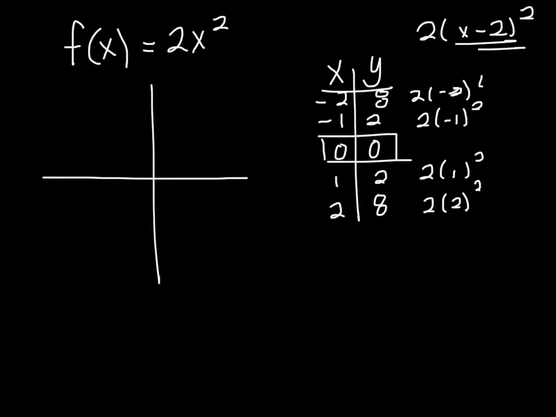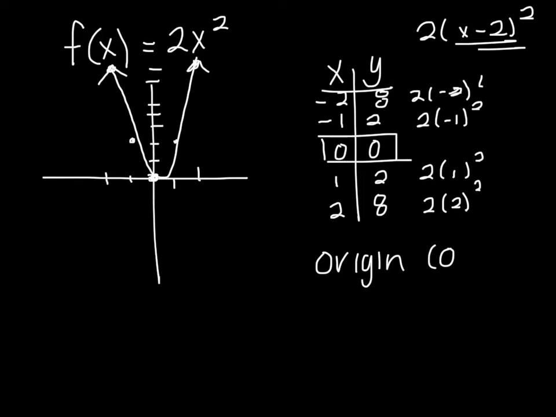Now notice there's a pattern. From the origin, I'm symmetrical on both sides. Therefore, I'm going to plot the origin, and then I can be symmetrical at 1, 2, and at -1, 2. At -2, 8, at +2, 8. So my graph is going to go like this on both sides. The origin is the point 0, 0, and this is also called my vertex.